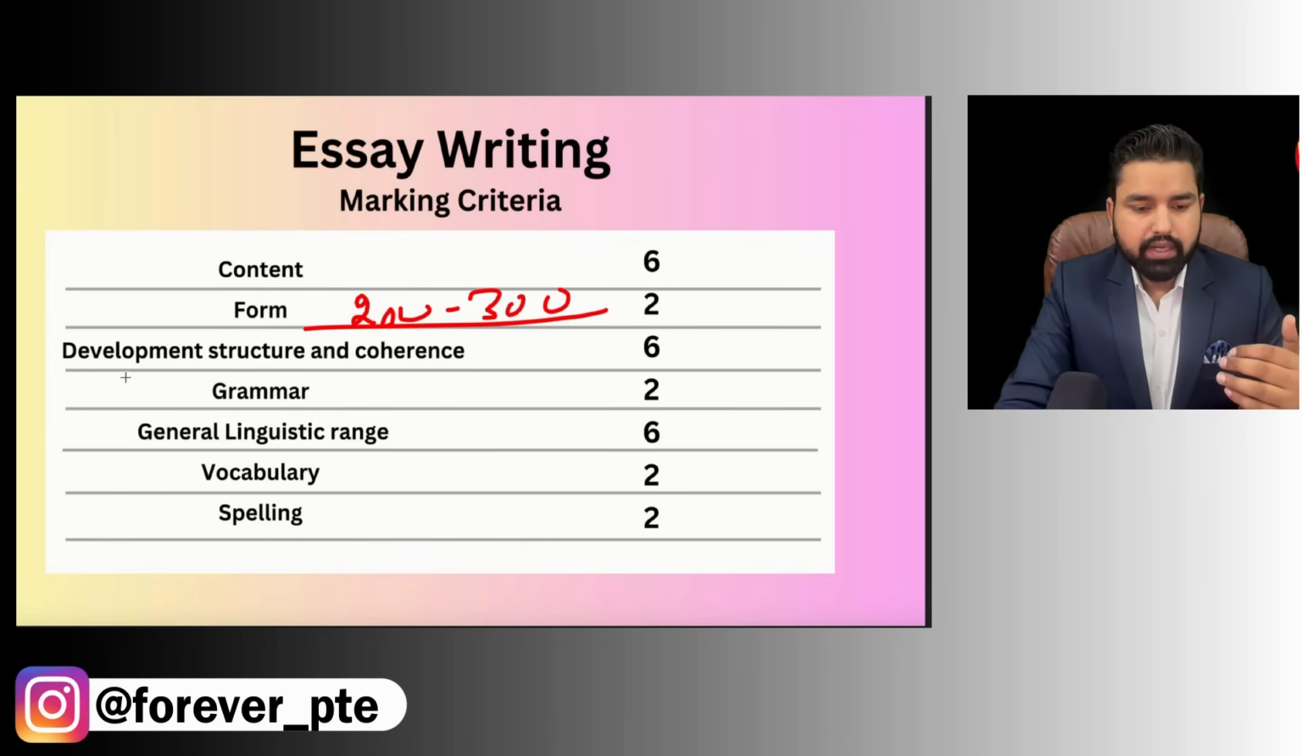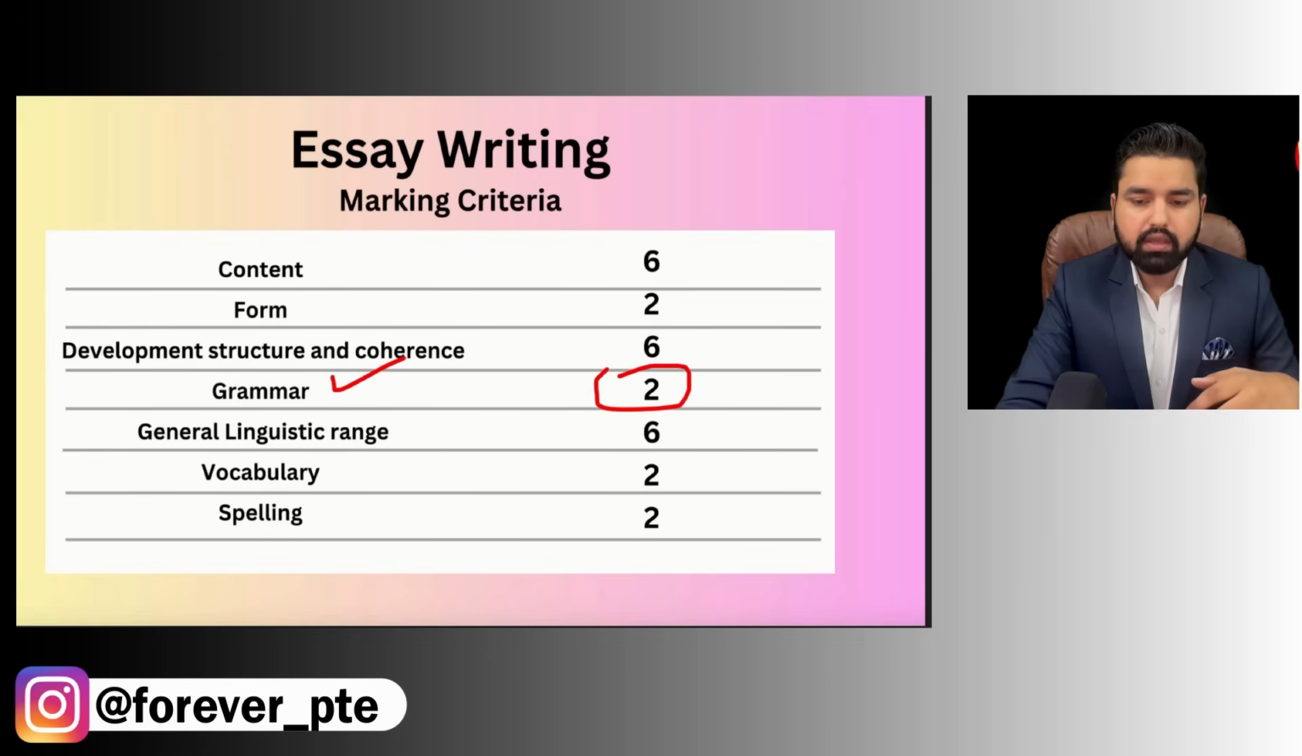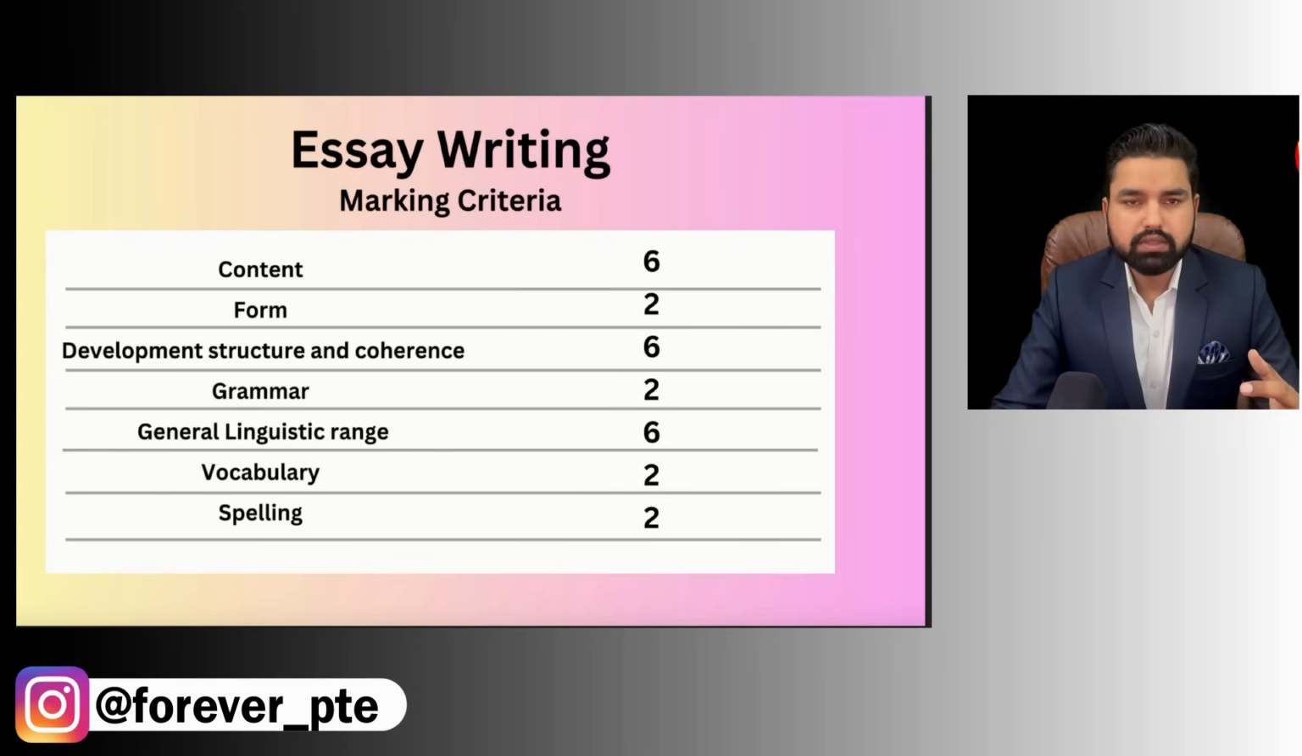Next is development, structure and coherence. It basically means the paragraphing of the essay and whether your essay contains linking words or not, like furthermore, additionally, finally, that way. The fourth one is grammar. Grammar is marked out of 2. If you're making errors in terms of articles, punctuations, you will lose points here.